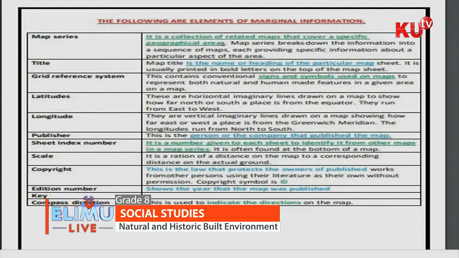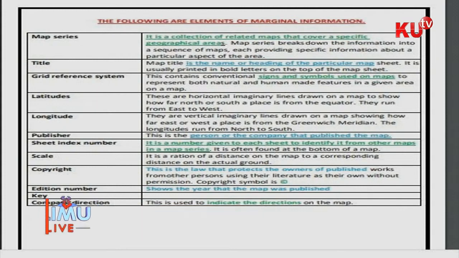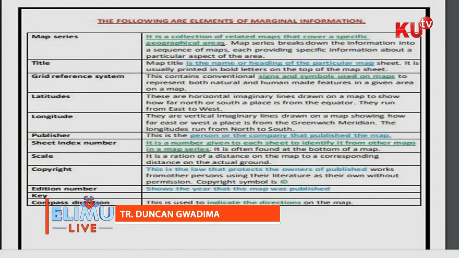Each providing specific information about a particular aspect of the area. So a map series refers to a collection of related maps that cover a specific geographical area. That specific geographical area is what we call a map series.